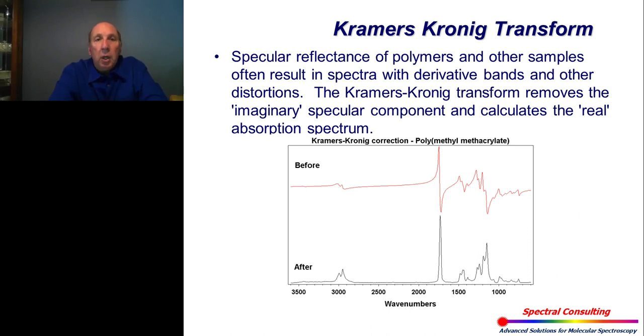The Kramers-Kronig transform is used to correct for the specular reflection. You can see that spectrum in the red is before the Kramers-Kronig, and this is a polymethyl methacrylate sample. And you can see there's a lot of derivative bands in there. It looks pretty messy. But after we do the Kramers-Kronig, we remove the imaginary specular component and calculate the real absorption spectrum, and you see a good spectrum for methyl methacrylate.